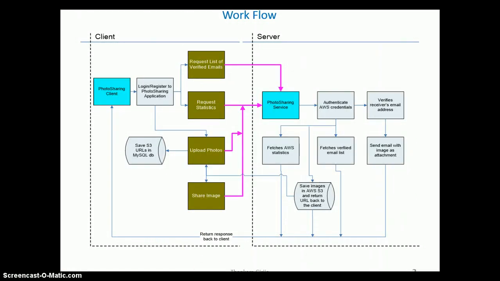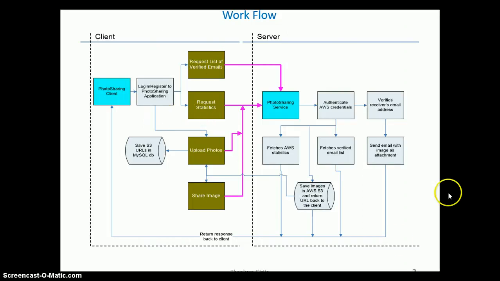This is a high-level workflow of the project. Like I said, there are two components, client and server. The green highlighted boxes shown here are the main use cases that are covered. Before sending an email, the users can log in and request a list of verified emails. This makes an API call to the server, which returns a list of all the emails that are verified, which I will show you in a moment in the demo.